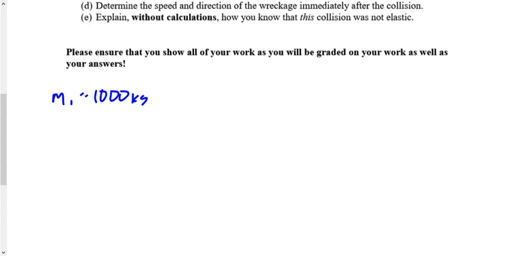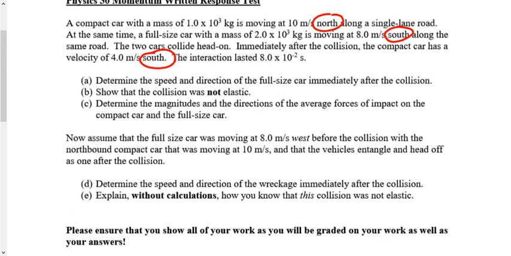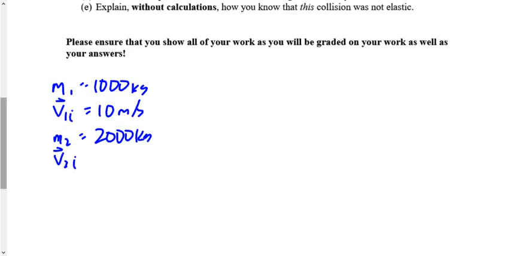And we know that car 1 is moving initially, V1I, at 10 meters per second to the north. Now M2, that's my heavy car, and it's 2,000 kilograms. And we know that it's moving, V2I, at 8 meters per second to the south. We're going to make that negative 8 because it's to the south. We circled the south to remind ourselves that there should be a negative sign in front of that, right? Now what else we got?